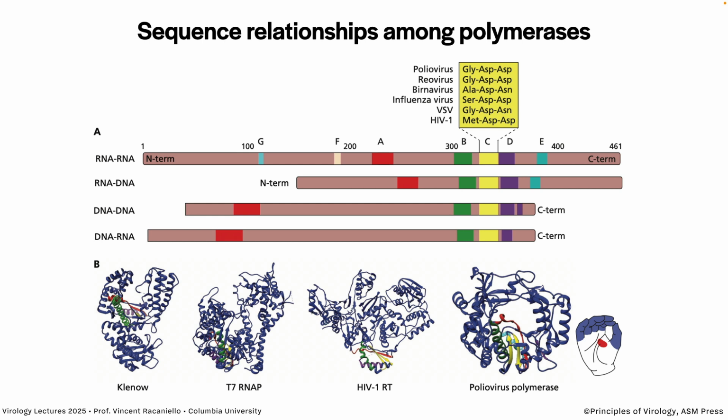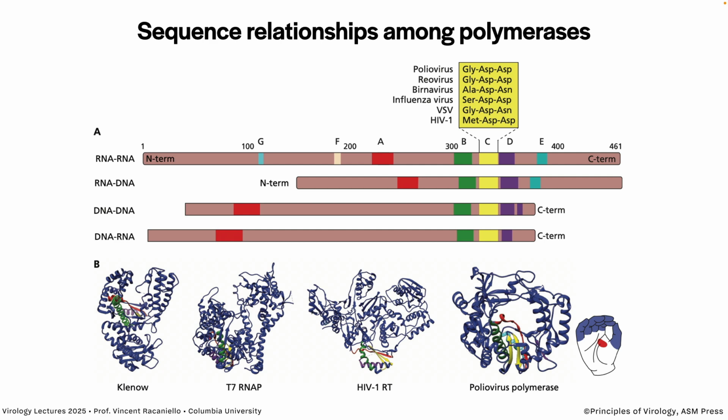So that's the poliovirus polymerase, that's the reovirus, a different double-strand RNA virus, has ala-asp-asn, but same function. Influenza has serine-asp-asp, VSV has gly-asp-asp, and HIV has met-asp-asp. So all of those are slightly different, but their function is to coordinate those magnesium metals so that catalysis can occur. And that's happening in the active site of these enzymes.